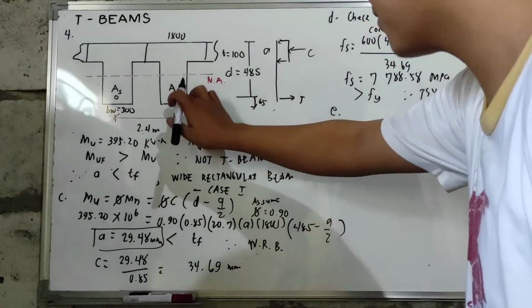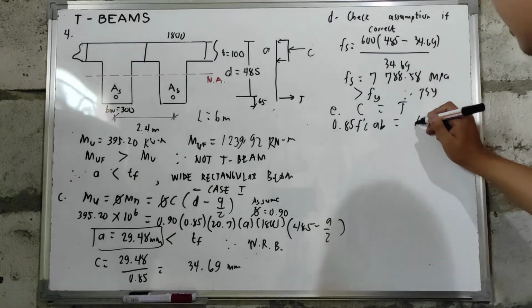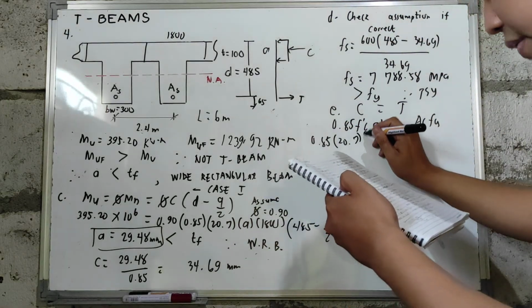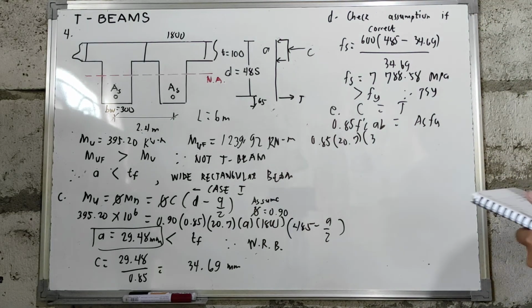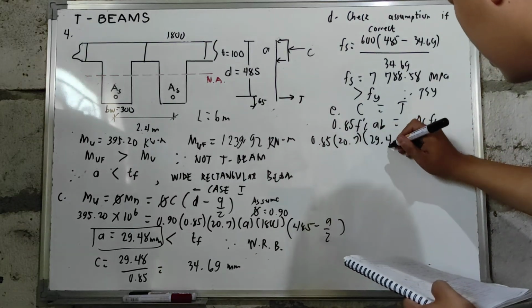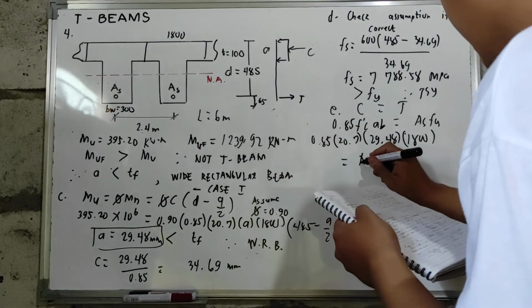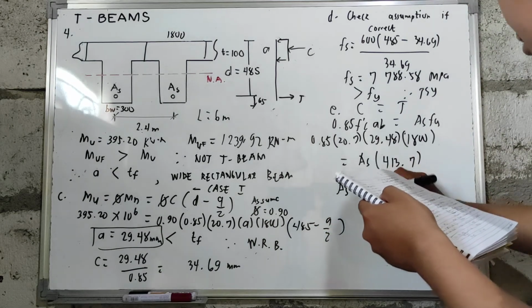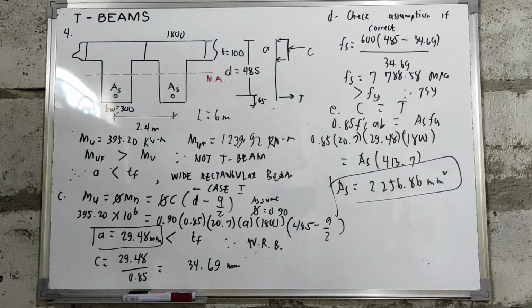And for the last step, in computing for the value of your As, so C is equals to T lang tayo. So we have 0.85 F prime C, AB is equals to As Fy. Nag-yield yung bakal kaya Fy. So we have 0.85 F prime C natin, that is 20.7 multiplied by 34 multiplied by the value of your A, which is equal to 29.48, multiplied by the value of your B, which is equal to 1,800, equals As multiplied by Fy na 413.7. So the value of your As is now equal to 2,256.86 millimeters squared. So this will now become your answer. So ganun lang kasimple yung pagkuha natin sa area ng steel natin considering wide rectangular beam.